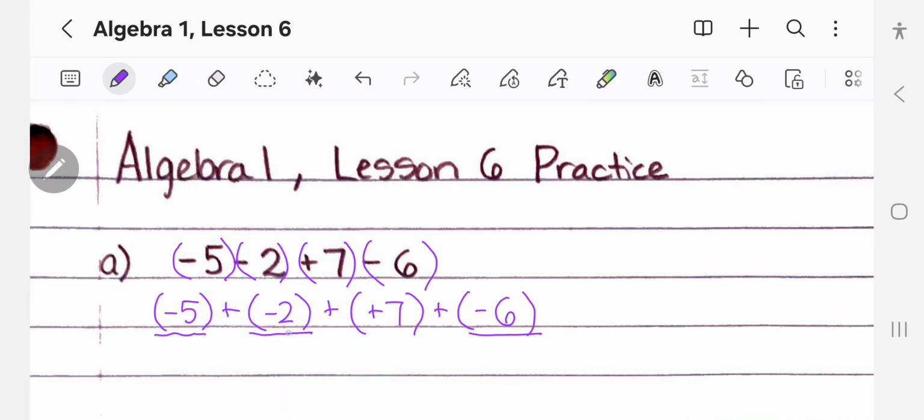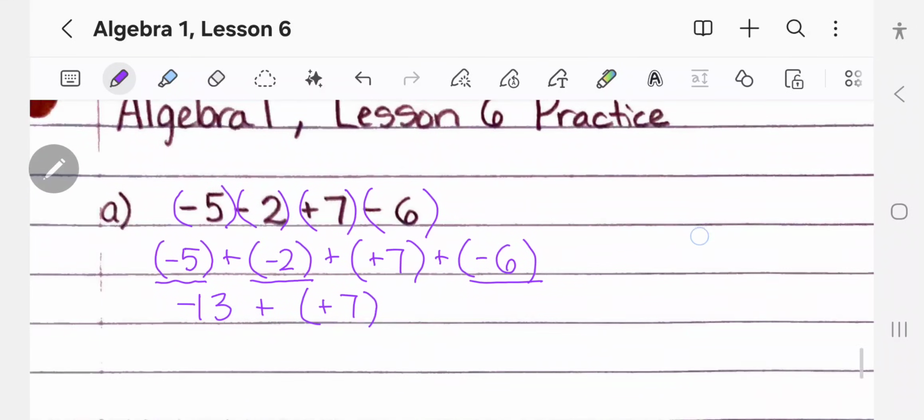5 and 2 make 7, and 7 and 6 make 13. And then I'm going to add my positive. These have different signs, so I'm going to subtract them. Take the sign of the one with the largest absolute value, and my answer is 6.